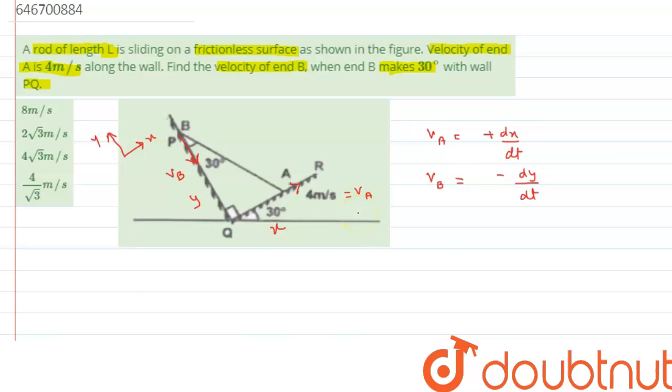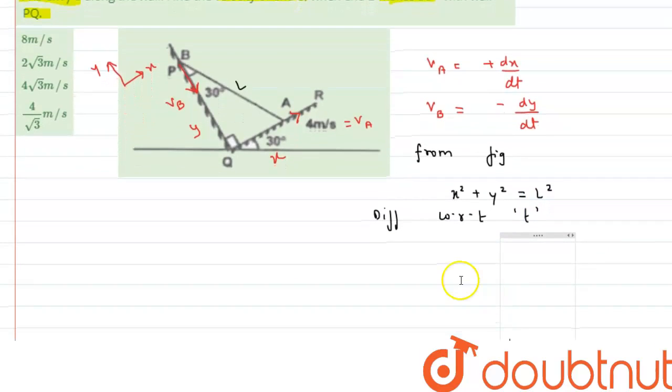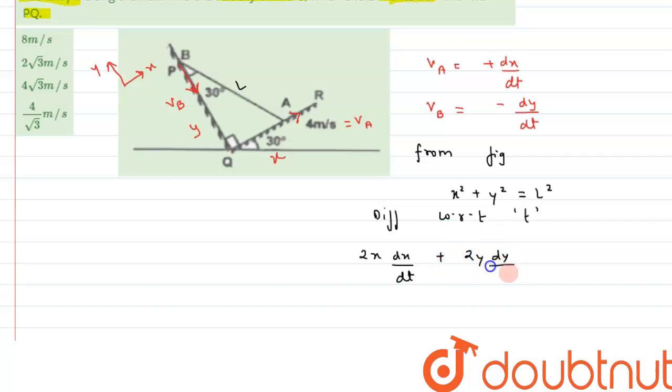Also we will try to develop a constraint relation. We have been given the length of the rod as L, so from the figure we can write x square plus y square equals L square. By Pythagoras we are writing. Therefore if we differentiate this equation with respect to time, what we get is 2x into dx by dt plus 2y dy by dt, and that equals 0.